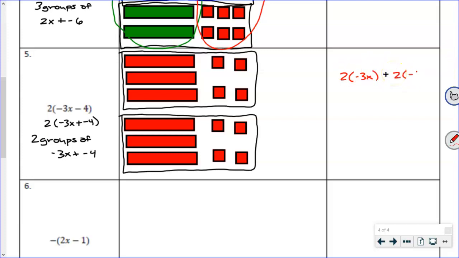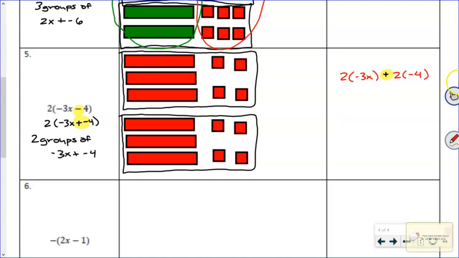2 groups of -4. This is the reason why it is really important that you change your subtraction to adding a negative. If you change your subtraction to adding a negative, you're always going to be adding. If you don't, then you have to try and figure out, okay, this would be 2 groups of -3x minus 2 groups of 4. Is the result going to be the same? Yeah. But are you going to be that good at keeping track of it? Okay, and that is why I prefer always change your subtraction to adding a negative.